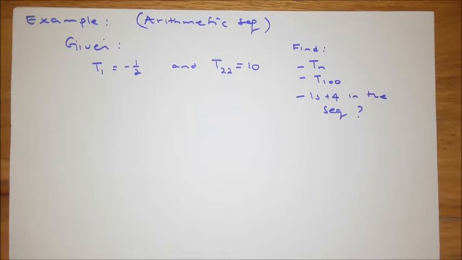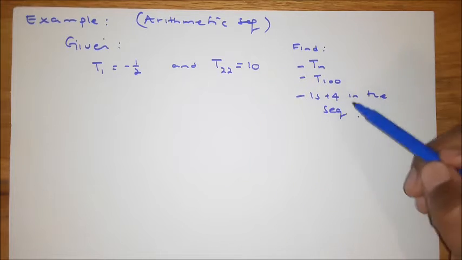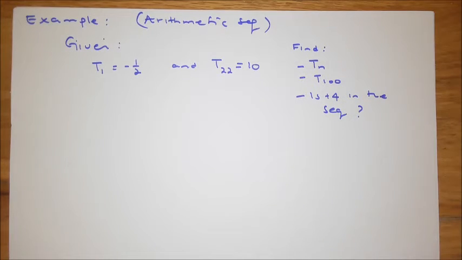So we are given an example right here. We're given that t1 is equal to -1/2 and t22 is equal to 10. From that information, they want us to find tn, the nth term, the 100th term, and then lastly, we ought to determine whether positive 4 is in the sequence.